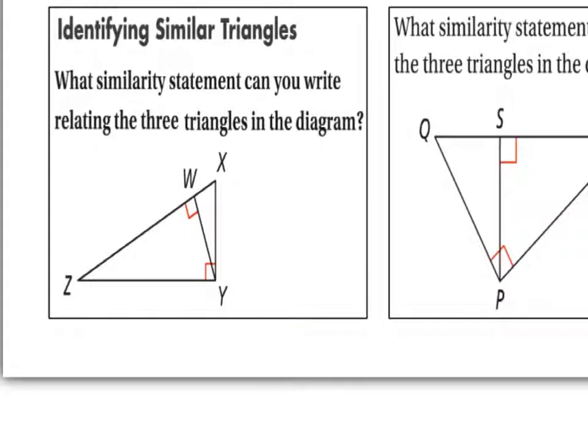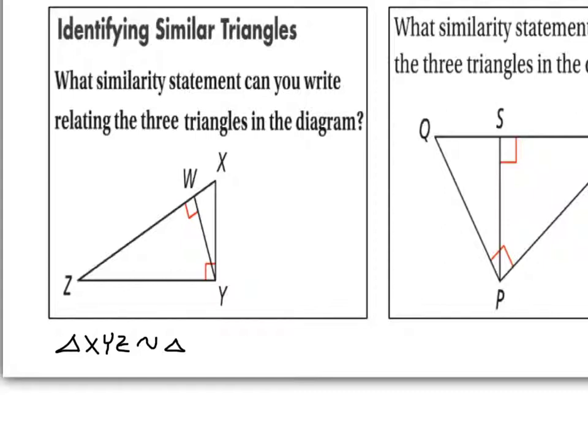Okay, so let's go to the example now below, and let's take a look here at identifying similar right triangles. What similarity statement can you write relating the three triangles in the diagram? So you'll notice you've got the big triangle here. This is the altitude. Okay, so we're going to start with the very big triangle. Let's name the big triangle. And we're going to name the big triangle XYZ. And it's going to be similar to triangle. Now, we named it XYZ.